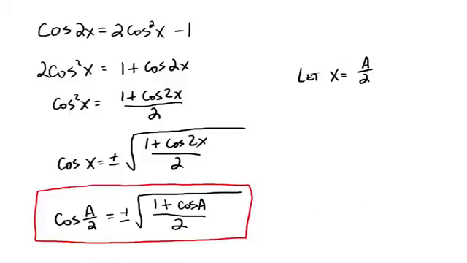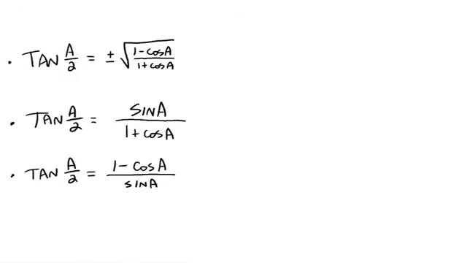Now we're not going to derive the tangent ones, but there are 3 of them. You can go derive them on your own, but just due to time, I'm not going to take the time here to derive them. Tangent of a over 2 could be equal to plus or minus the square root of 1 minus cosine a over 1 plus cosine a. Again, the plus or minus is chosen depending on what quadrant a over 2 is in.